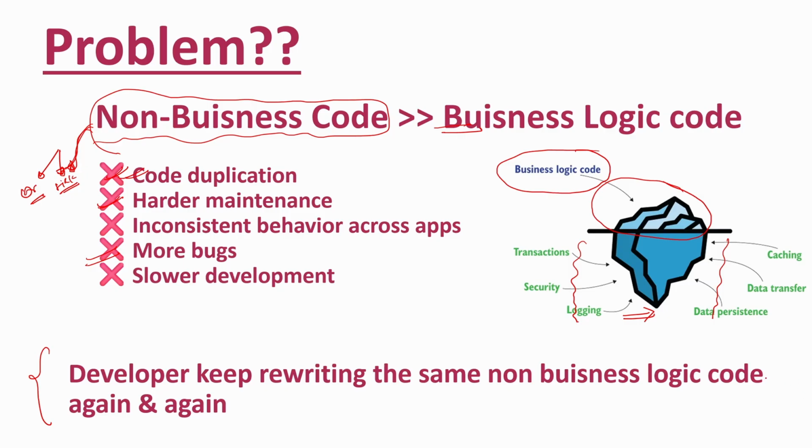What if we bundle all this non-business logic code into some kind of function that the developer can directly call? For example, in order to implement security, what happens if someone writes the code of the security somewhere? Then if anyone wants to implement the security, they directly call this function.